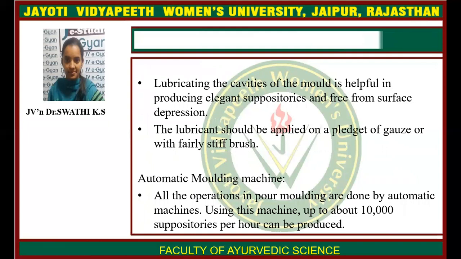Lubricating the cavities of the mold is helpful in producing elegant suppositories free from surface depression. The lubricant should be applied on a pledget of gauze or with a fairly stiff brush. Next, the automatic molding machine. All the operations in pour molding are done by automatic machines. Using this machine, up to about 10,000 suppositories per hour can be produced.